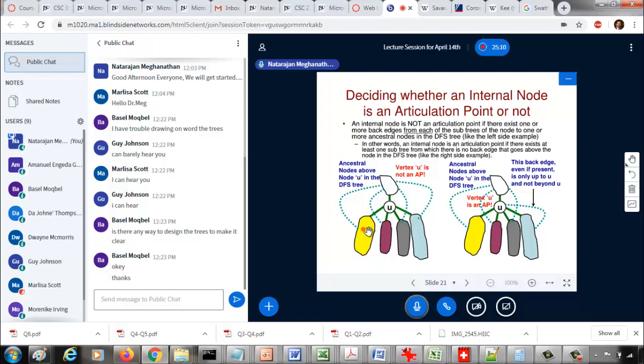So if you have at least one back edge from each of the subtrees attached to U, then U is not an articulation point. And if there is at least one subtree from which there is no back edge that goes above U, even if there is a back edge, it goes only up to U, right? So if there is at least one subtree like that, from which there is no back edge that goes above U, then U is an articulation point. All back edges can go only up to U from at least one subtree in order for U to be called an articulation point.